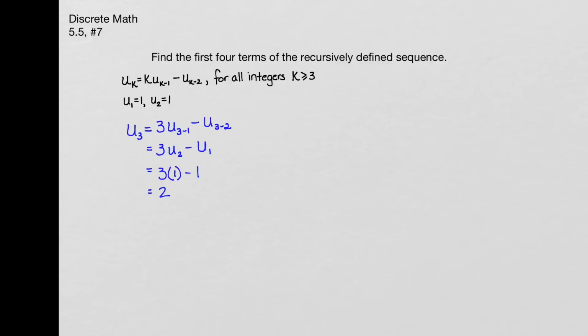Now we'll find u sub 4. And u sub 4 is 4, because that's k, times u sub 4 minus 1 minus u sub 4 minus 2. And that's 4 times u sub 3 minus u sub 2. Okay, so we just found u sub 3, that was 2. U sub 2 was given, and that was 1. So we have 8 minus 1, which is 7.